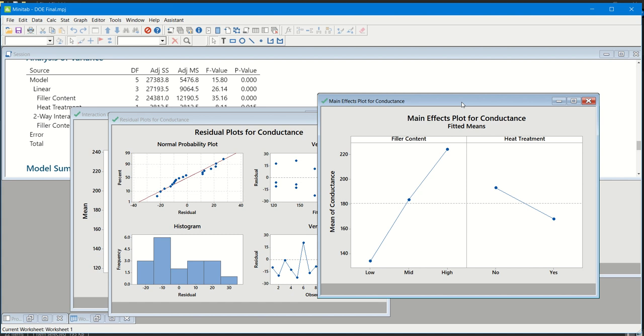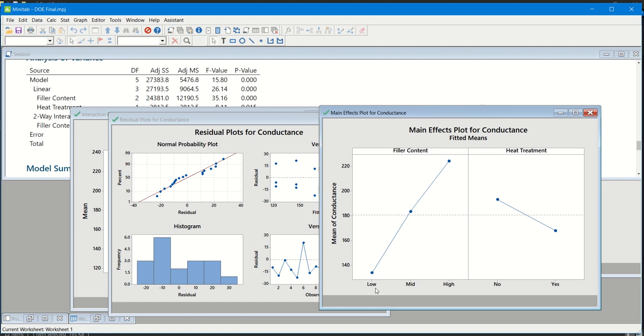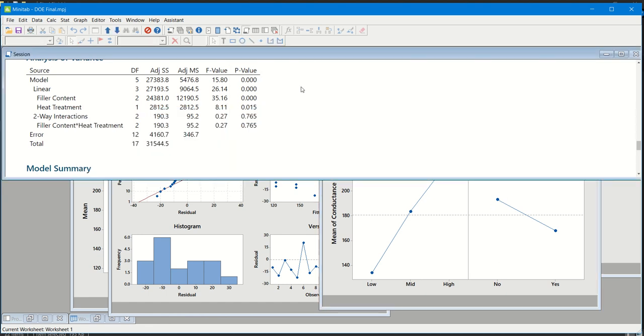Okay. So, this is another plot, which is your fitted means or main effects plot. It means that there is no effect. Going back here, it says here that filler content and the combination of filler and the heat treatment will not give us this. Ibig sabihin, the combination of two doesn't really have an effect.